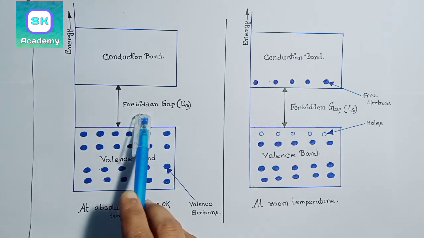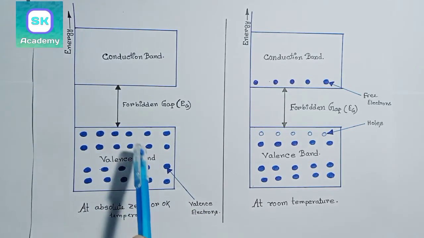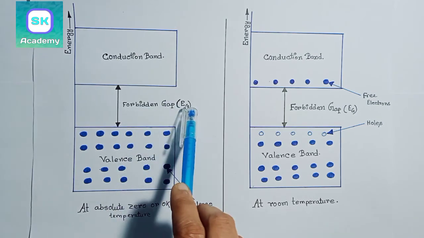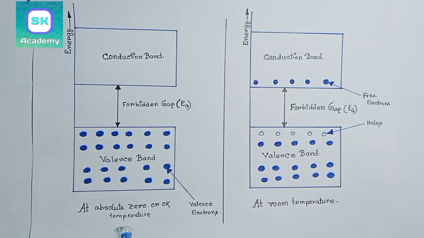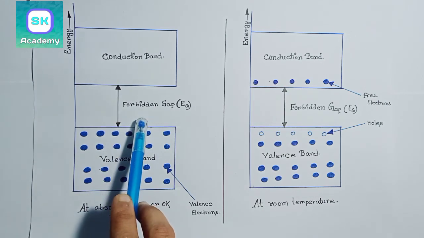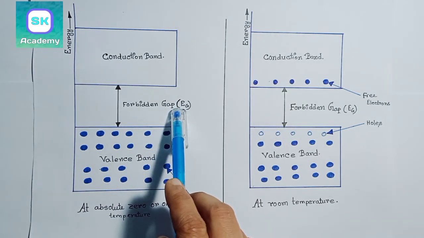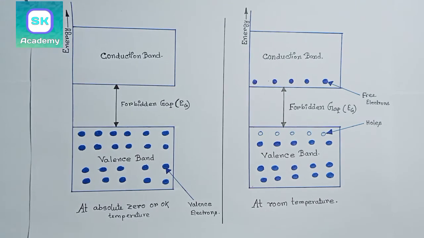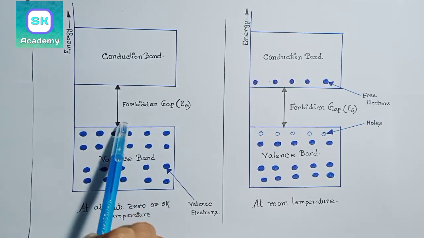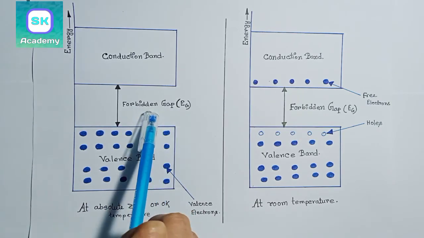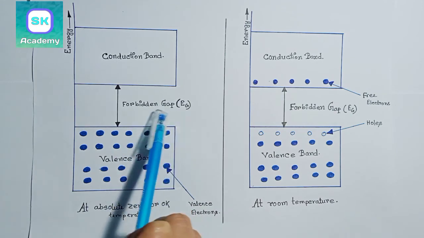Next, the gap between valence band and conduction band is called forbidden gap. Sometimes forbidden gap is called forbidden energy gap or band gap or forbidden band. Forbidden gap determines the conductivity of electrons. Less forbidden gap means greater conductivity. Electron can't exist in the forbidden gap because there are no permissible energy levels.